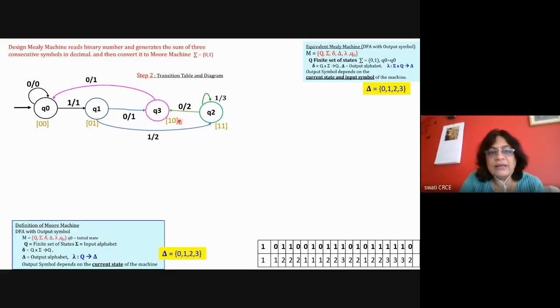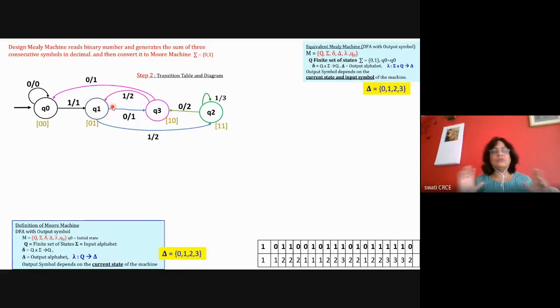Now if there is any 1 here, it will become 1, 0, 1. So it will go to the state Q1 and the output is 2, because it is 1, 0, 1. So the total is 2 and the last two symbols are 0, 1, so it will go to the state Q1.